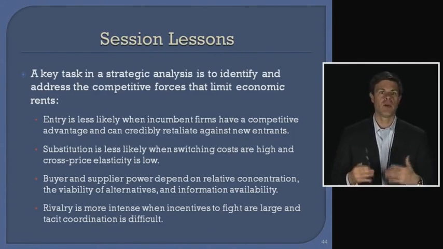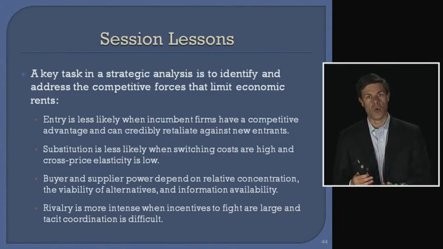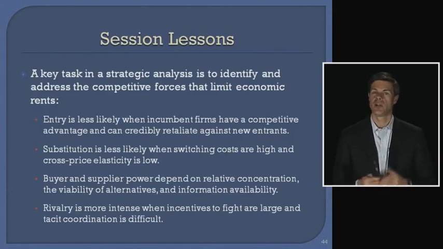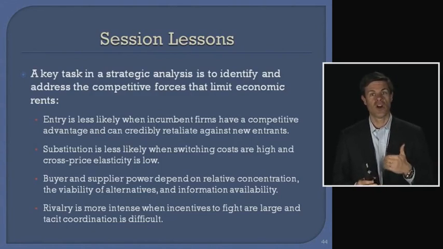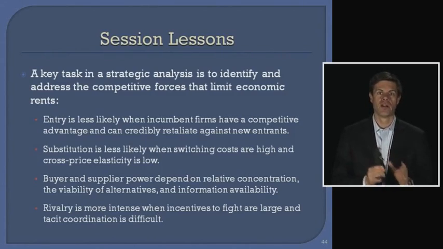So some things to think about broadly. Entry. We would like less entry. That makes an industry more attractive. And it's less likely when incumbent firms have a competitive advantage that makes it hard for potential entrants to compete, and when they can credibly retaliate against new entrants in this industry. Second thing, substitutes. Substitutes are less likely when switching costs are high, making it difficult to switch away from existing products, and when cross-price elasticity is low. Once again, you really demand one product class versus another.